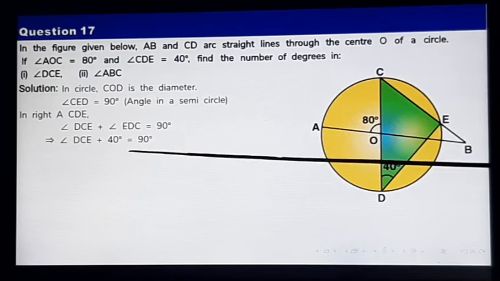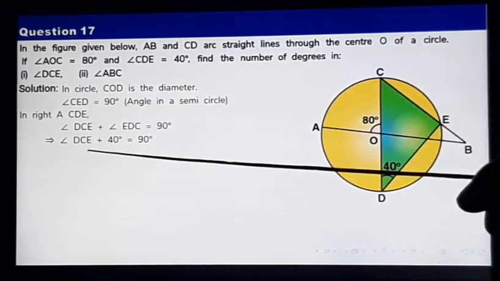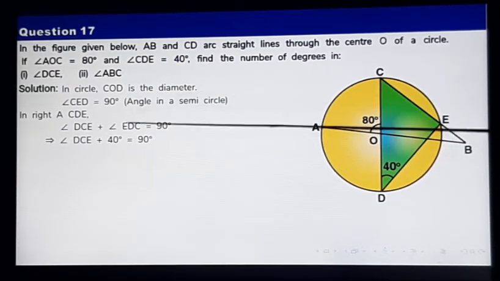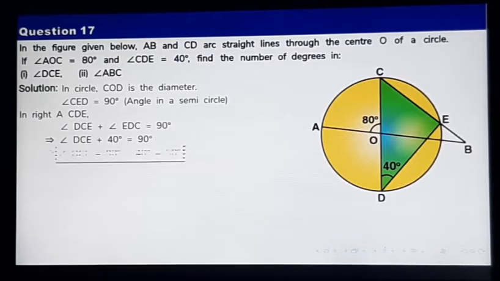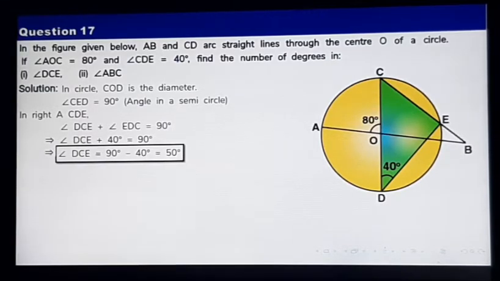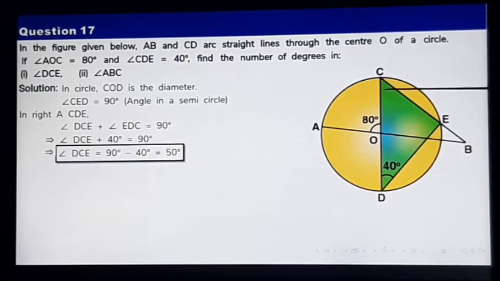So this is given to be 40 and we have to calculate DCE, that is this angle. So from here DCE turns out to be 50 degrees. All right, so we have found this one. Now our next aim is to find ABC. Now let us observe triangle OBC.